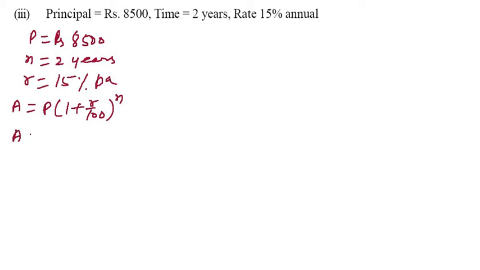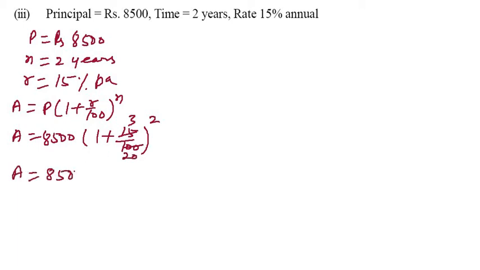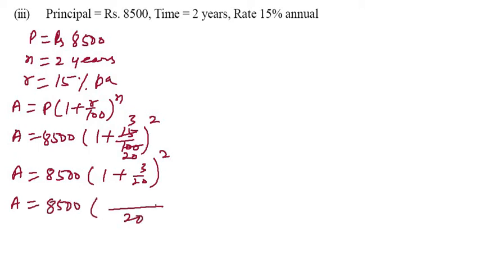So amount will be, we want to find, P is equal to 8500 and 1 plus R is given as 15%. So 15 upon 100 and whole power is 2. So 5 3s are 15 and 5 20s are 100. So that will be equal to 8500 into 3 upon 20 whole power 2. Taking their LCM, that is 20, here is 20 plus 3 and that is the whole square. So amount will be equal to 8500 into 23 upon 20 and whole power is 2.